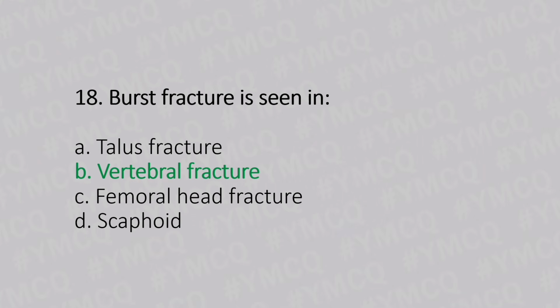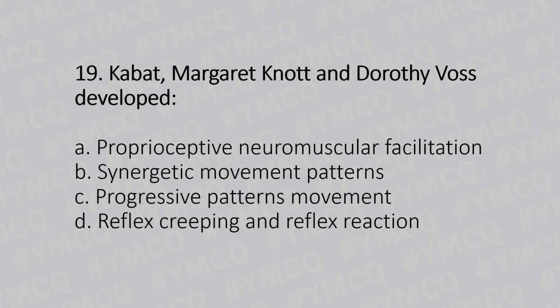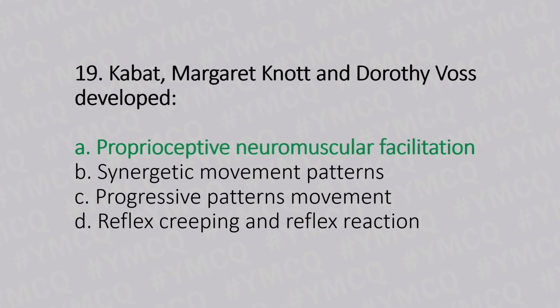Moving to our 19th question, Kabat and Knott developed dash. Option A, proprioceptive neuromuscular facilitation, option B, synergic movement pattern, option C, progressive pattern movements, option D, reflex creeping and reflex reaction, and the answer is option A, proprioceptive neuromuscular facilitation.